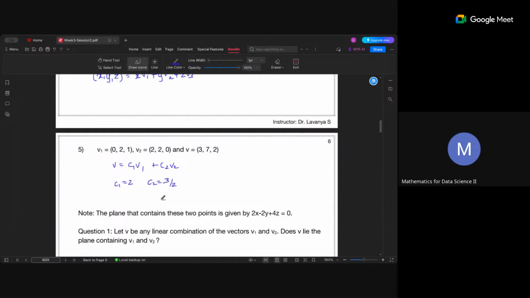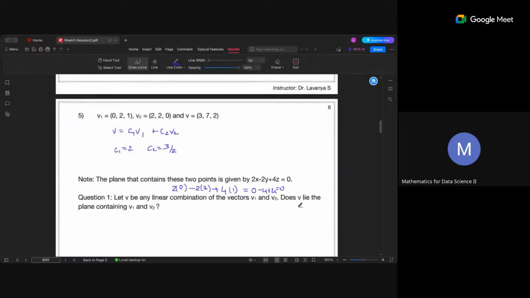Okay. Now the plane that contains these 2 points is given to you. For now, let us just see that this is the plane which is containing these 2 points. How can we check this statement, that this plane contains these 2 points? Put the points and check. We just put the values of x, y, z in the equation. So 2 times 0 minus 2 times 2 plus 4 times 1. What is that? It is 0. Same way you can check for this vector also. It also belongs to this plane.